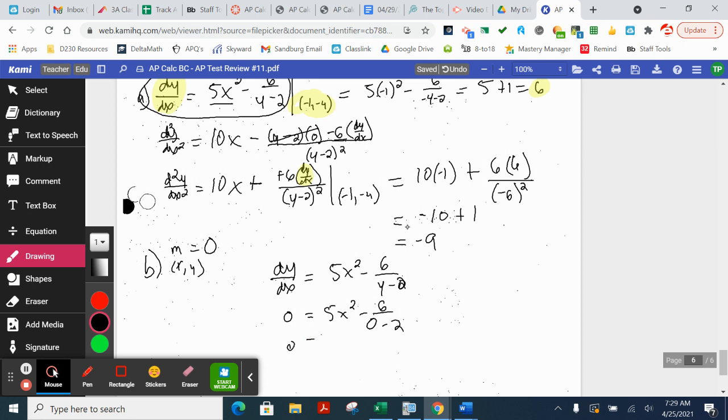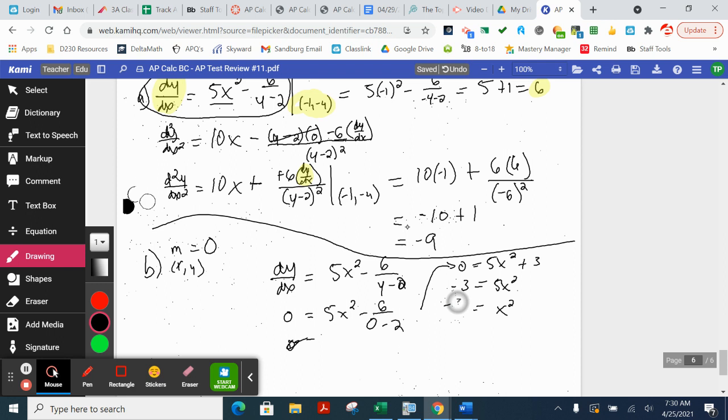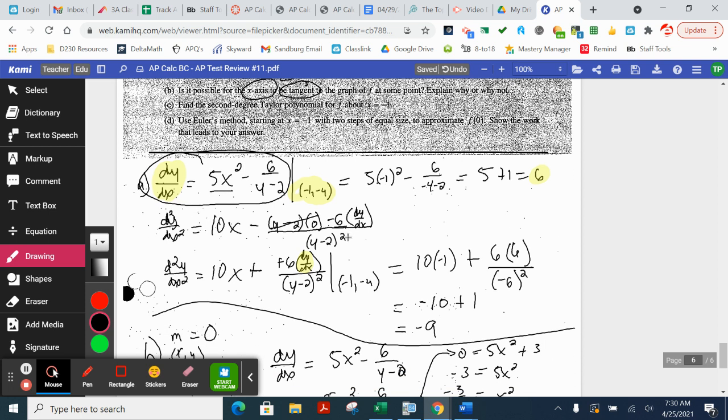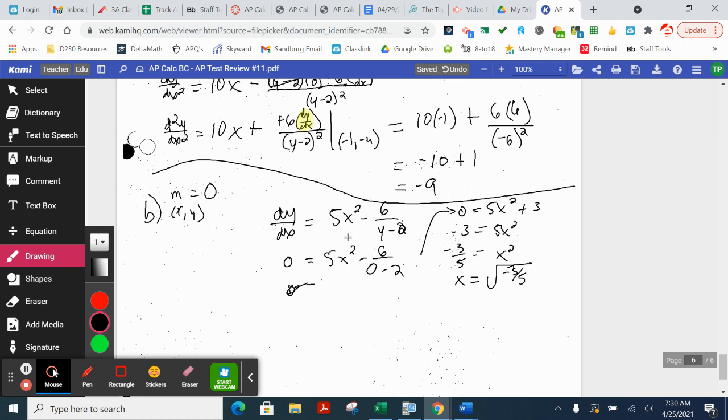So what we end up with is 0 equals (5x squared minus 6) divided by (negative 2). Then we subtract over the 3, and we start to see we're going to have a problem, because eventually we get to the square root of negative 3/5. So it's not possible. They ask, is it possible, and to explain why or why not. We would just need to put this into words.